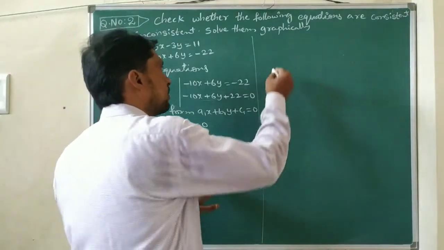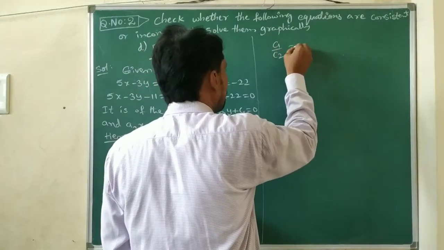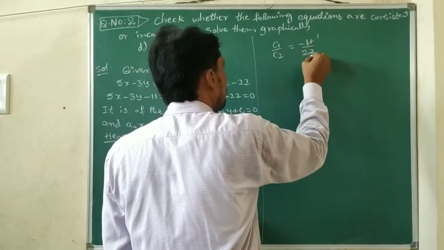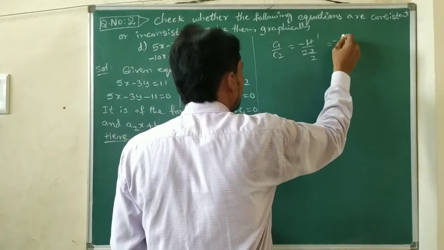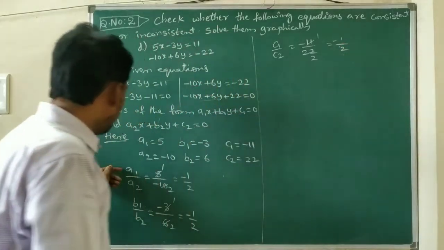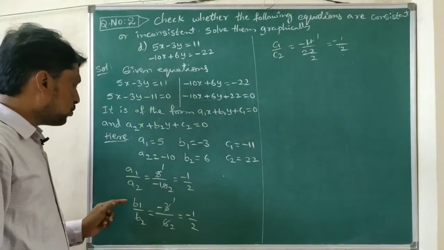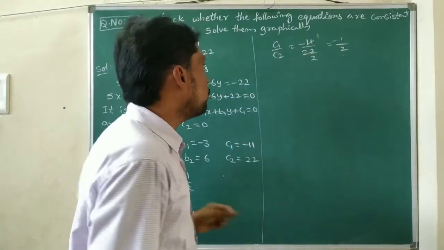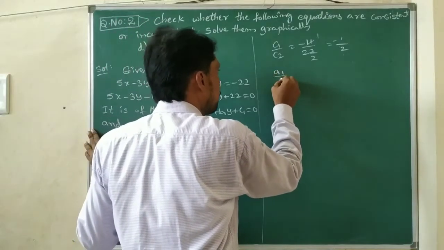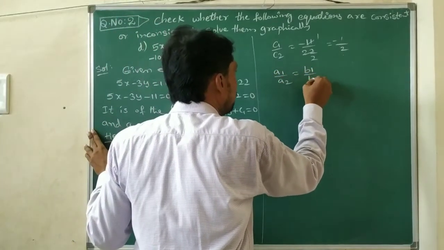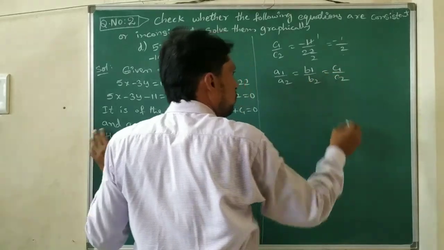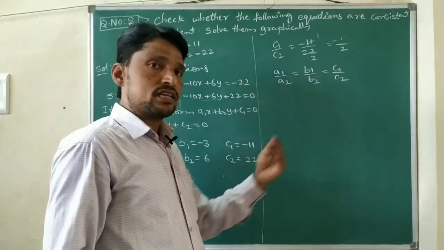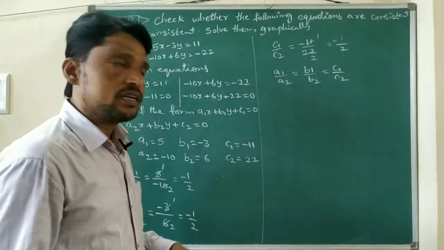Now we also take c1 by c2. c1 by c2 is minus 11 by 22. 11 ones are 11, 11 twos are 22, that equals minus 1 by 2. So a1 by a2 equals minus 1 by 2, b1 by b2 equals minus 1 by 2, and c1 by c2 also equals minus 1 by 2. That means all ratios are equal. All ratios are equal means what type of lines are these, consistent or inconsistent? Yes, that is consistent.